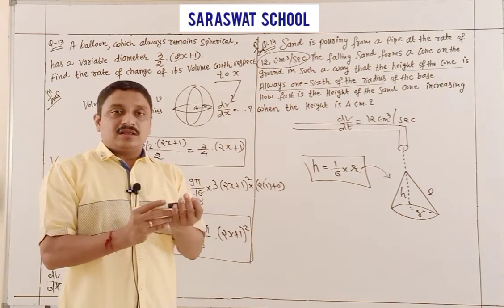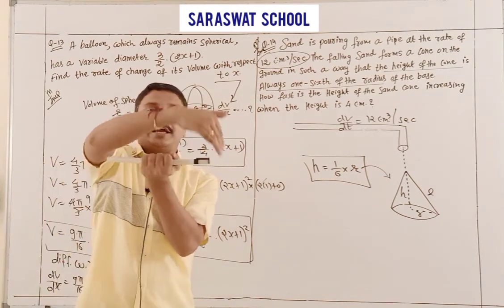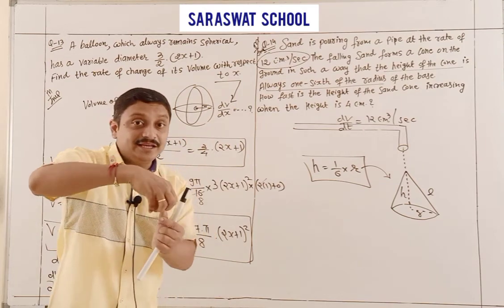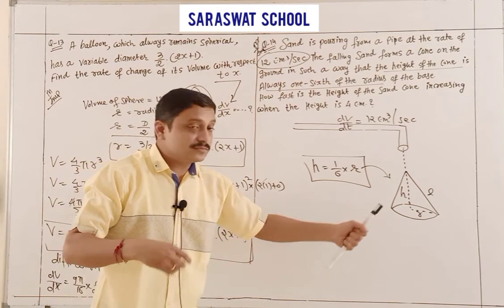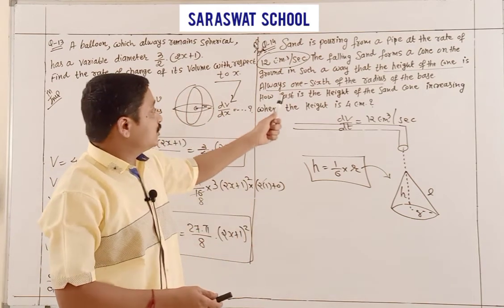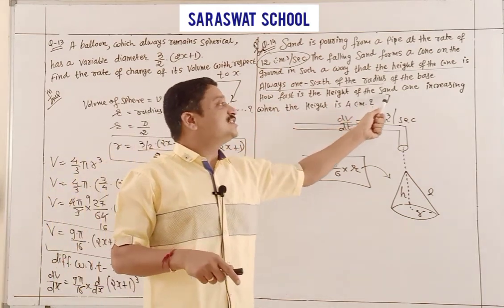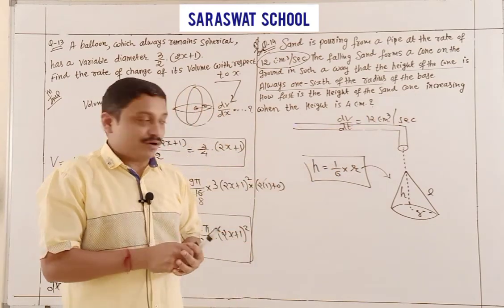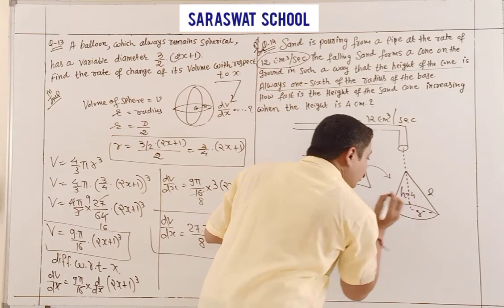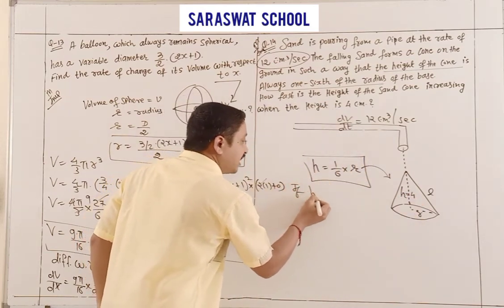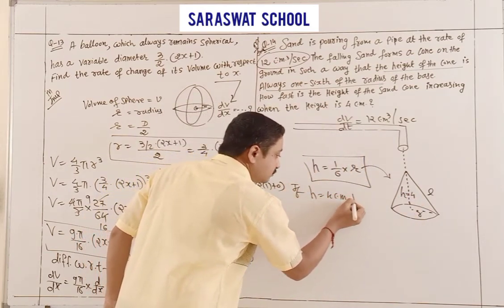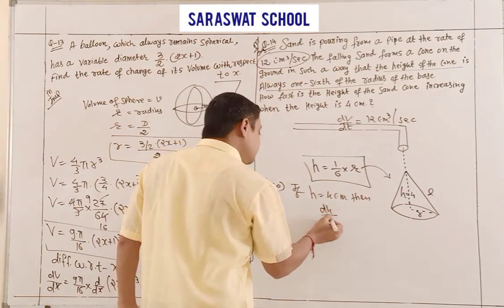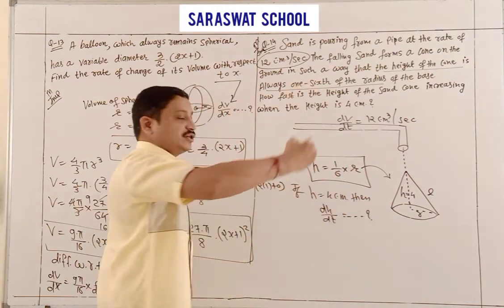Means the way of the pipe, all the sand is dropping down there and the height is increased, but in which form? Cone. And checking the question, how fast is the height changing if the height is initially 4 cm? It means if height h is 4 cm, then asking how the height changes time-wise, this is your target.